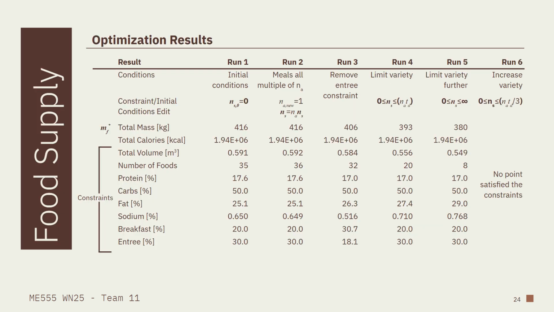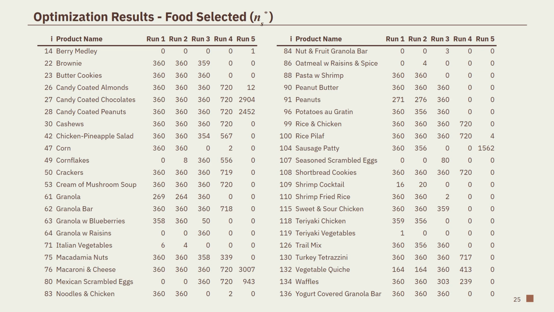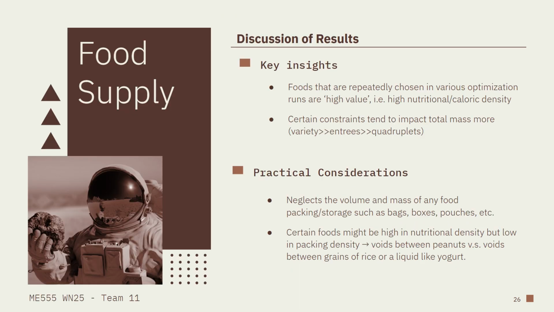Here you can see a summary of optimization results for 6 runs, the first 5 of which did converge to a final answer. And then here you can see a summary of results for the optimization variable itself, a number of items of each food type. Some key insights are that foods that are repeatedly chosen, especially in high number, represent high value or high nutritional or caloric density foods. Also, certain constraints tend to impact the total mass much more than others. For example, variety impacted the total mass much more than entrees or quadruplet constraints.